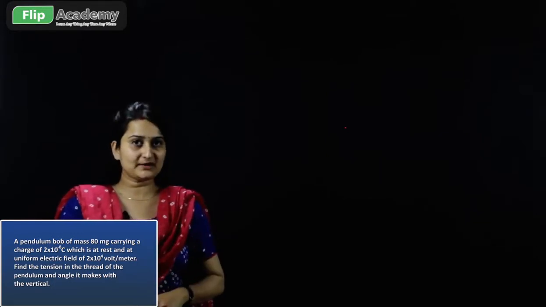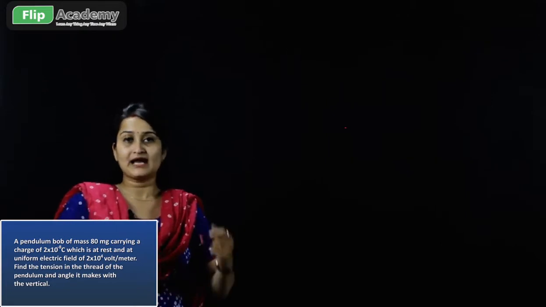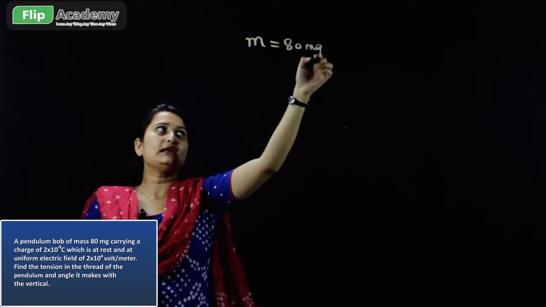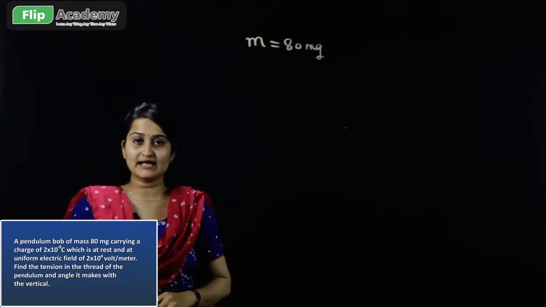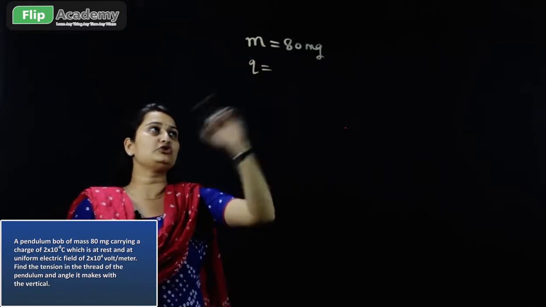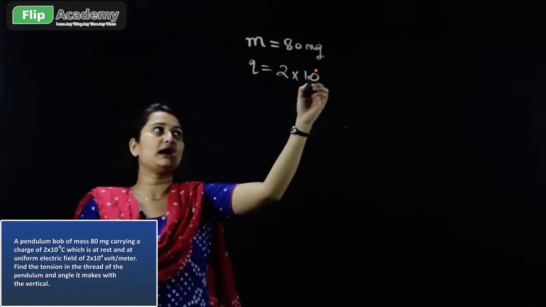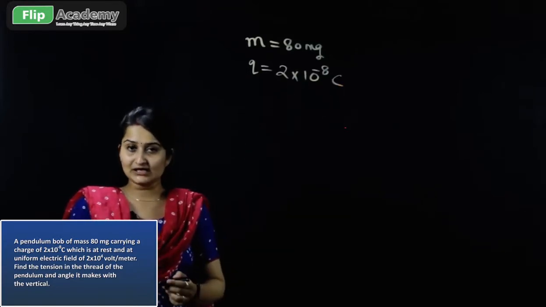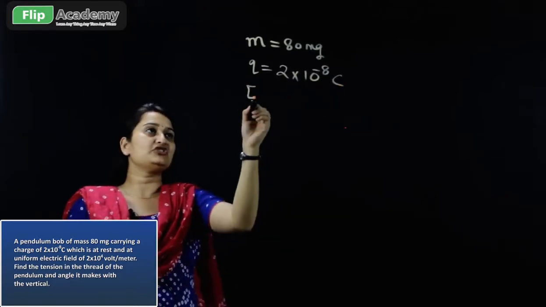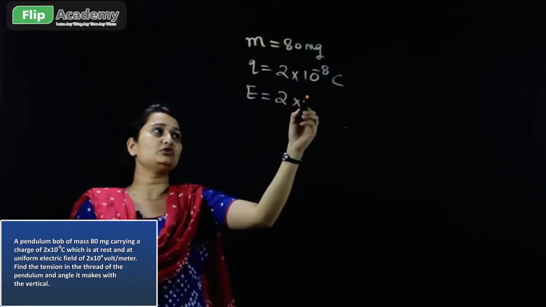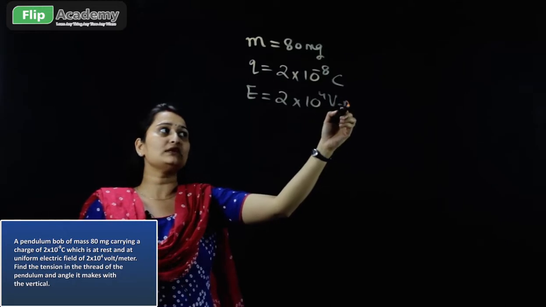Now this pendulum bob has a mass, and the mass is given to you, that is 80 mg. Similarly, you can see from the question that there is a charge also associated with it, and the charge is given to you, 2 × 10^-8 coulomb. Likewise, the electric field intensity which is acting upon this pendulum is given to you, that is 2 × 10^4 V/m.